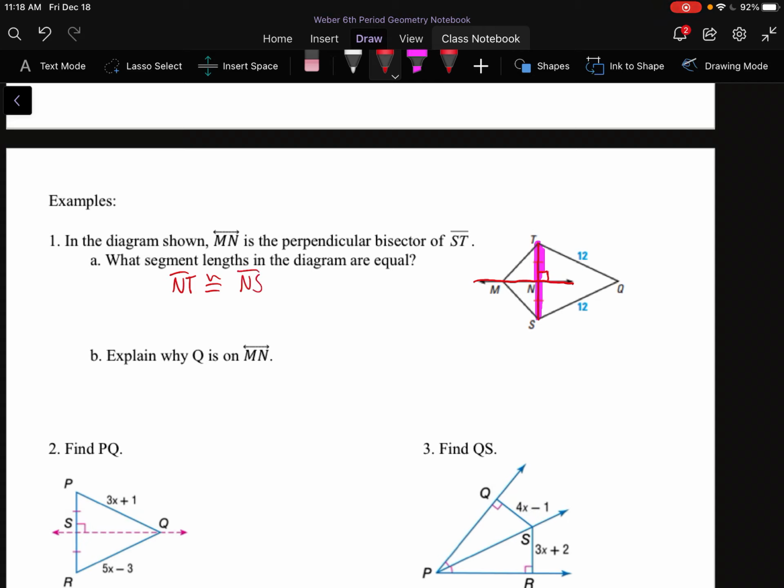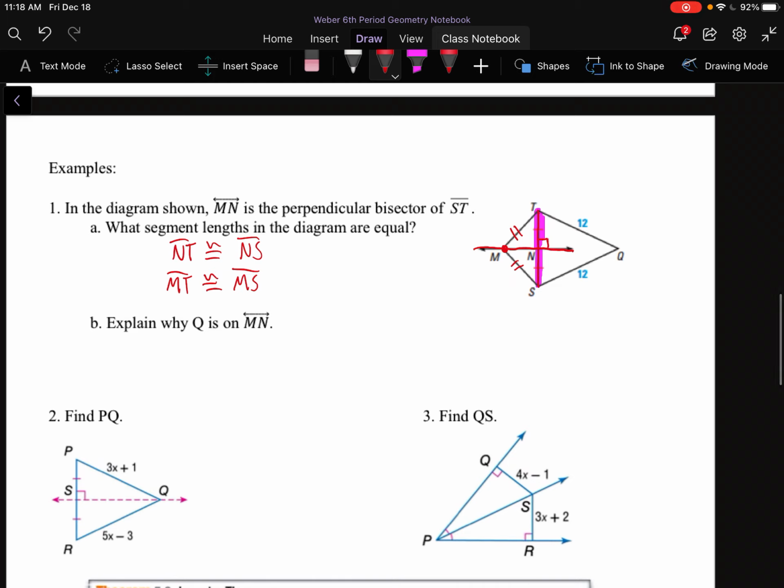We also have another set of segments that can be congruent here. Our last two are going to be MT and MS. Since we have that perpendicular bisector and they meet at point M here, we can conclude that these two segments are congruent as well. So MT now will be congruent to MS.